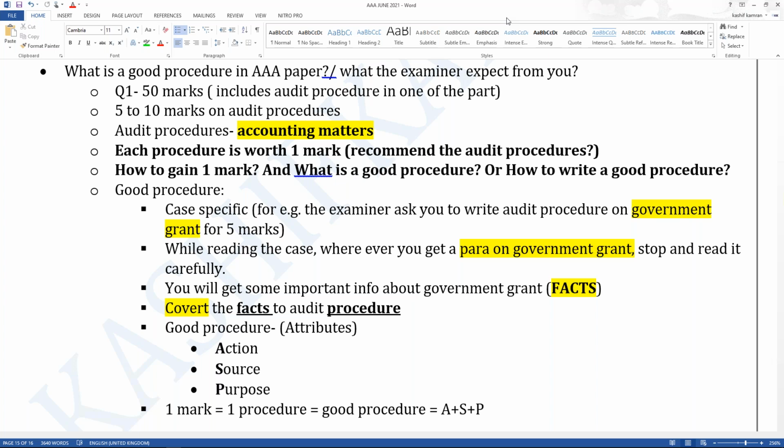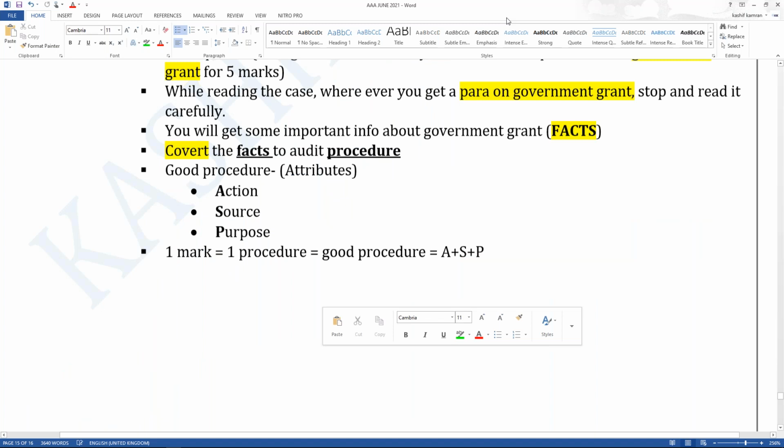For example, the examiner asks you to write procedures on a government grant. While reading the case, wherever you get a paragraph on the government grant, stop and read it carefully. You will get some important information about the grant. Convert the important information to audit procedures. A good procedure has ASP, and that's how you make a formula. 1 mark is equal to 1 procedure is equal to a good procedure is equal to ASP.